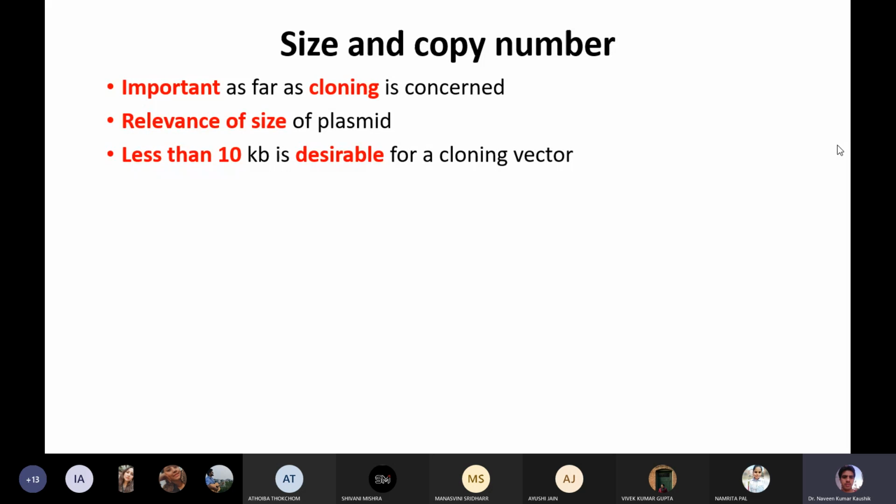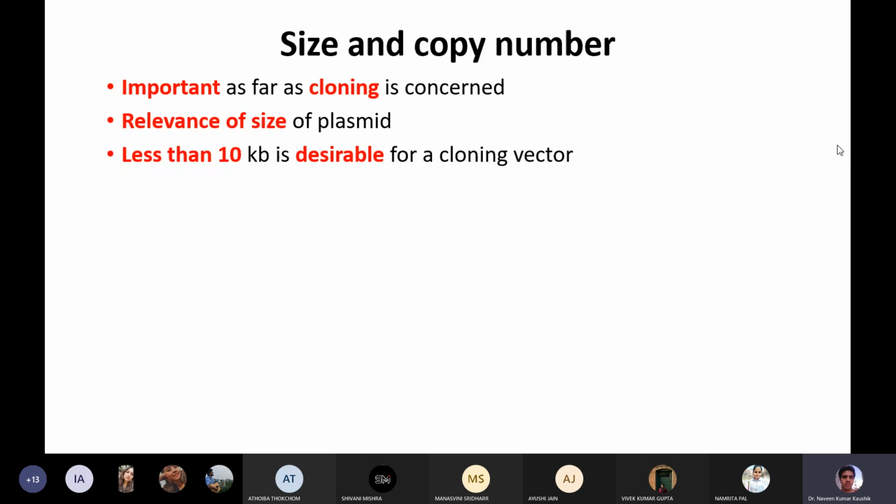When something additional is going to be there, some additional properties come with it, and not just additional properties, an additional burden as well. No one would like to bear that additional burden, so the cell would like to remove it whenever possible. But we want to maintain it. So we should give as little burden as possible, and for that you can reduce the size. So as far as cloning is concerned, the important thing is size.